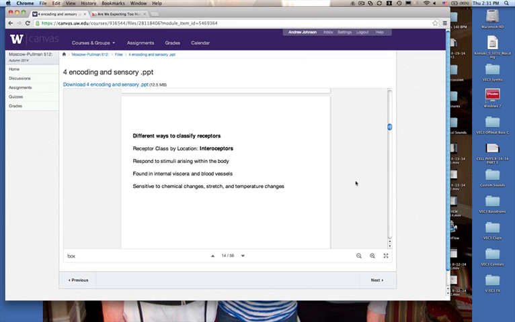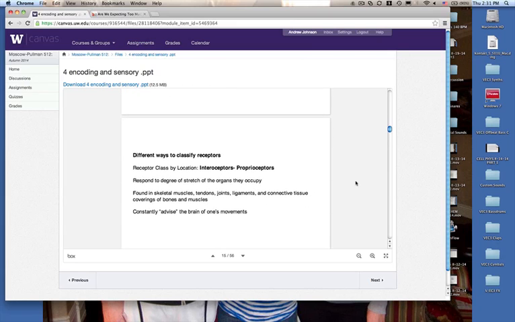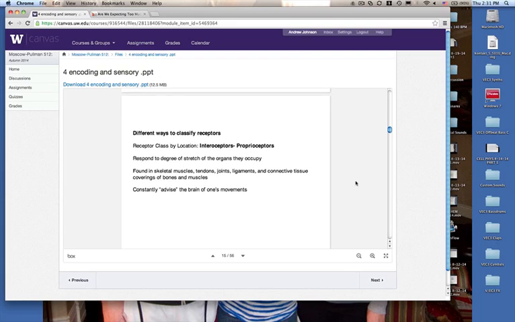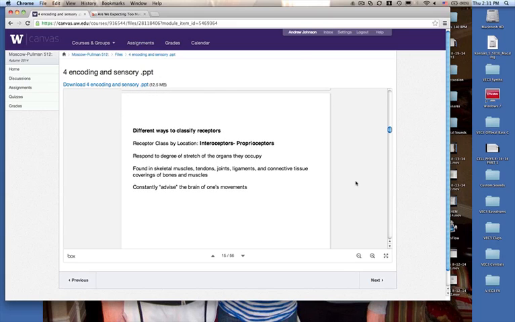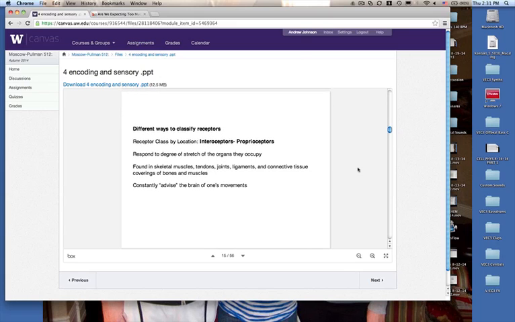Proprioceptors are a special class of interoreceptors. So these are interoreceptors that tell the brain where your body is in space. So these would be your muscle spindle organs, that'll be a slide or two from now, your Golgi tendon organs, so they're located in your joints and your muscles, and they feed eventually into your cerebellum and help your body regulate movement. So those are your proprioceptors, so they're constantly telling your brain where everything is, even if you're at rest.